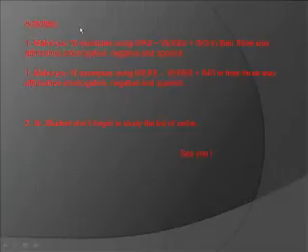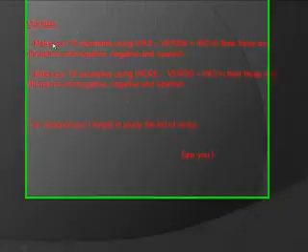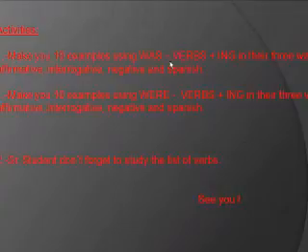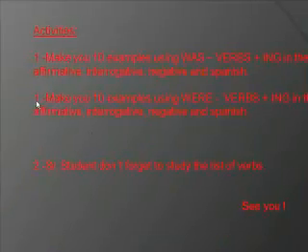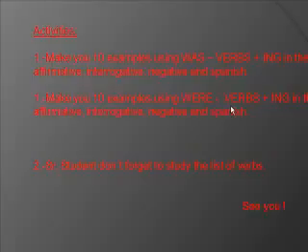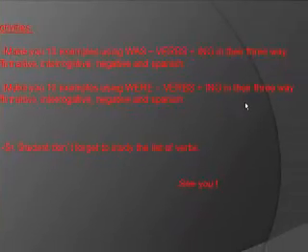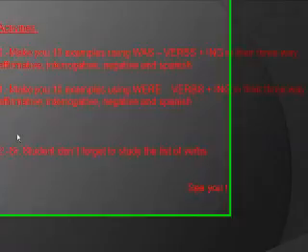Activities. Number 1. Make 10 examples using was or were plus ing, in 3 ways: affirmative, interrogative, negative, and Spanish. And number 2. Make 10 examples using were plus verb plus ing, in 3 ways: affirmative, interrogative, negative, and Spanish.